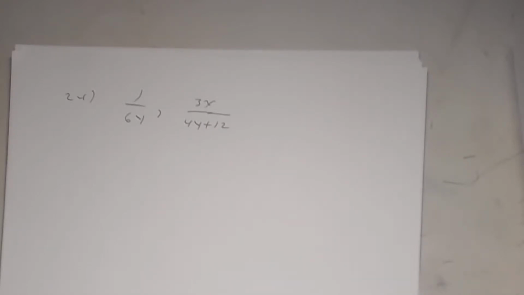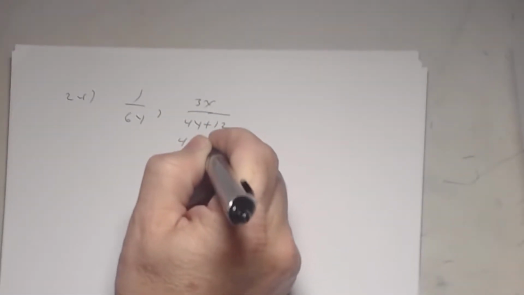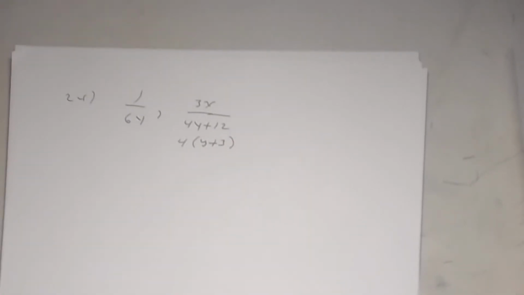Yeah, the 4y plus 12. Factor out a 4. So 4 times y plus 3. Now listen to the words. You got to list your factors. In the first denominator, what are my factors? 6 and y. In the second denominator, what are your factors? 4 and y plus 3. So altogether, I have how many factors? 1, 2, 3, 4. Two of them in the first denominator, and two in the second denominator.